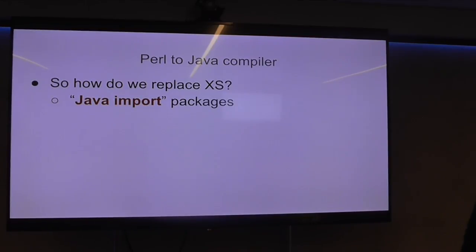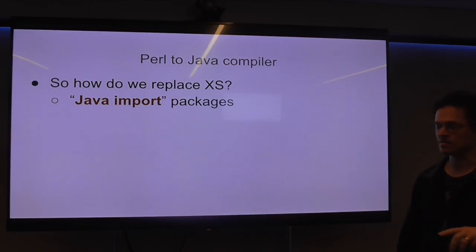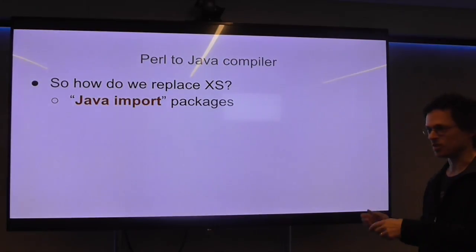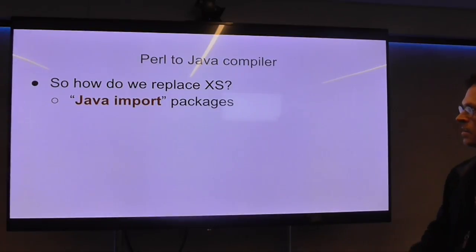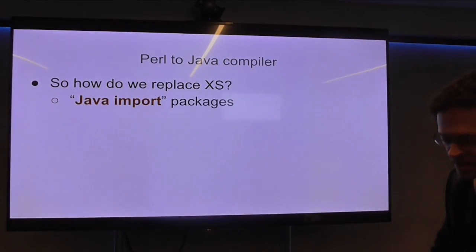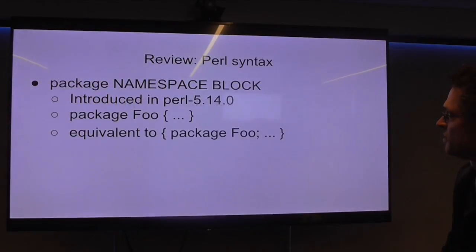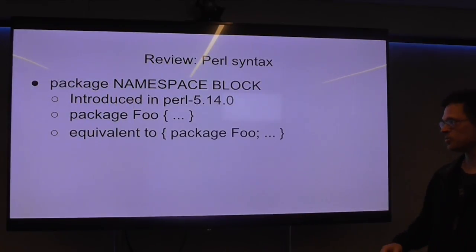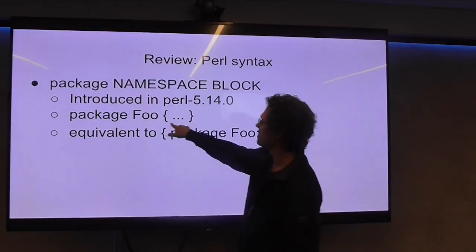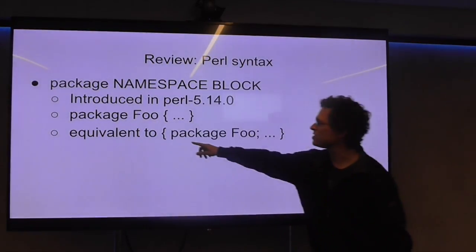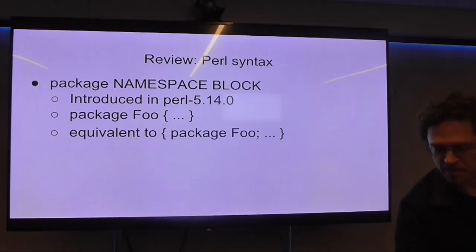So how do we replace XS? It's an interesting story because we don't really write Java. We create Perl packages with Java import headers. And we are abusing a bit of Perl syntax when we have this package namespace block. This was introduced in Perl 5.14. You use this syntax here, the same thing as a block with a package name in the beginning.